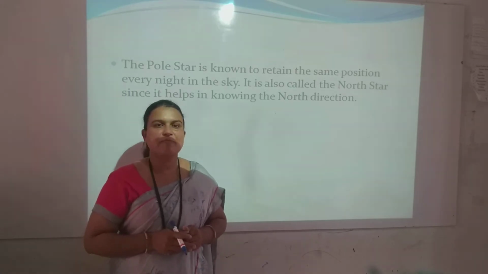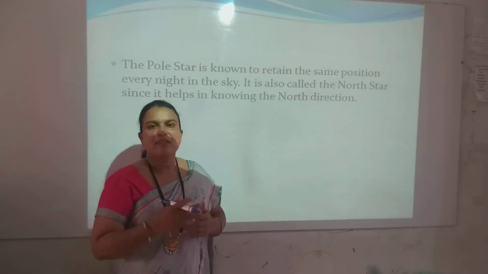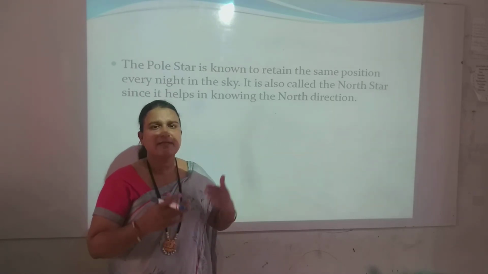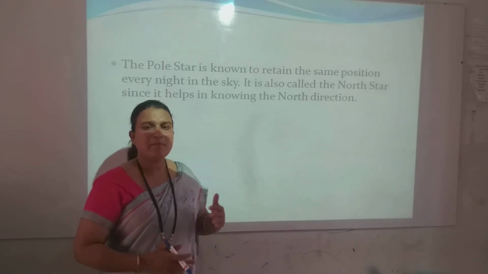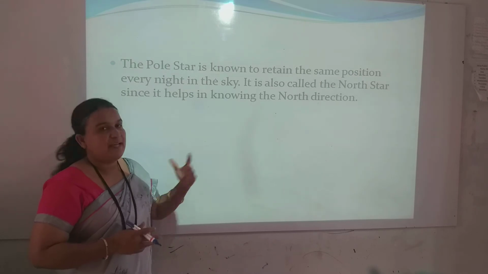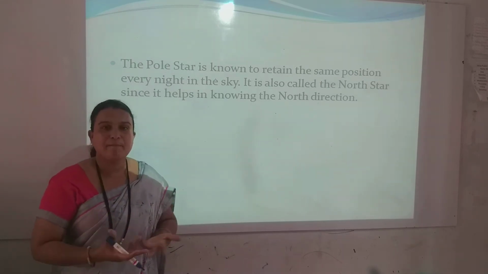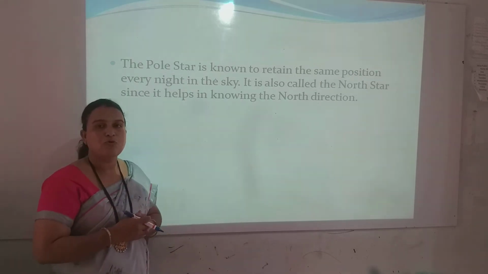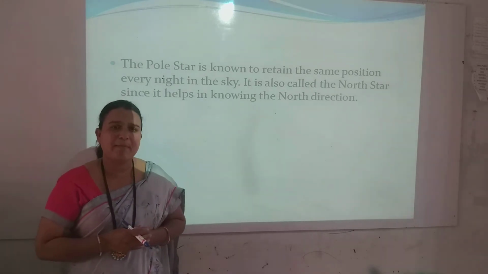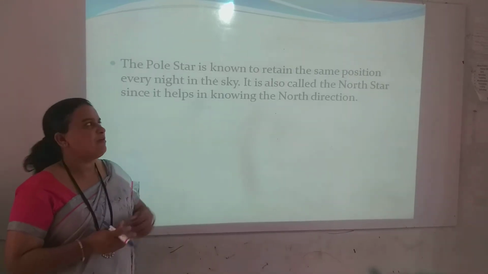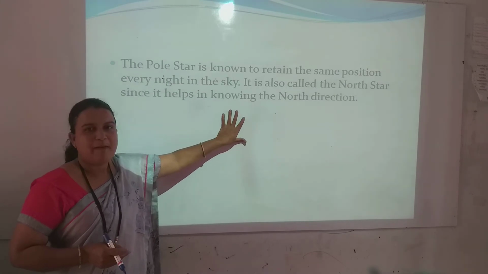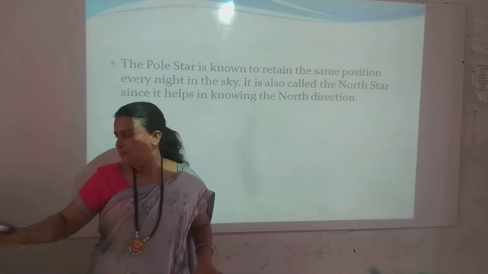During navigation, when people were doing ship journeys, as well as during the night time when traders were moving from one place to another, the pole star gave them the direction. At that time there were no compasses to provide particular directions, and maps were unavailable. People followed the pole star, and that pole star appears towards the north direction.